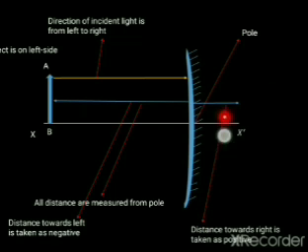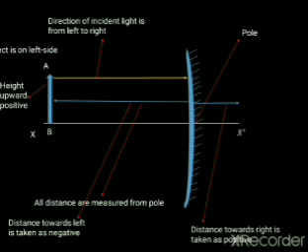So it is written over here, distance towards the right is taken as positive, whereas distance towards the left of the mirror is taken as negative. Always remember, when the ray of light is going in this direction and the measuring distance is opposite, it is negative. When the ray of light and the measuring distance are in the same direction, it is positive.